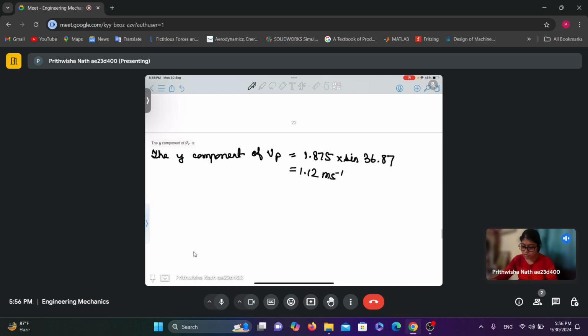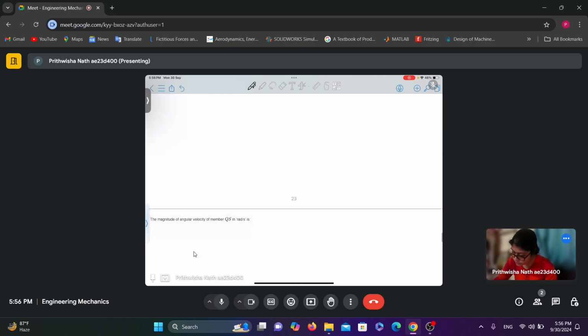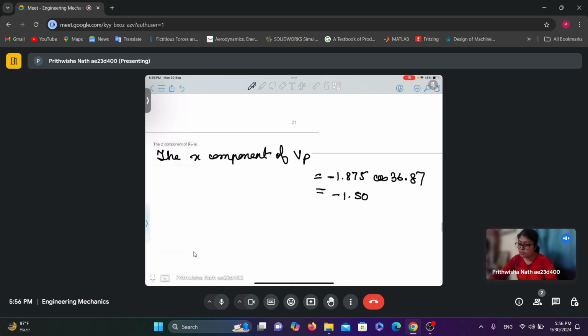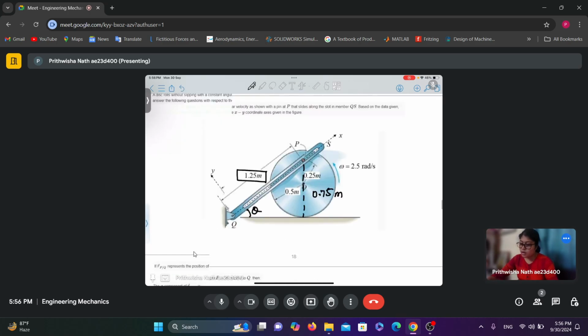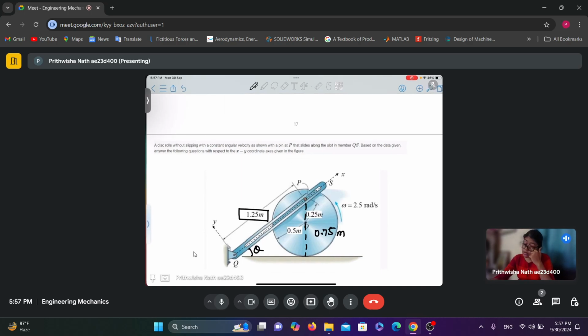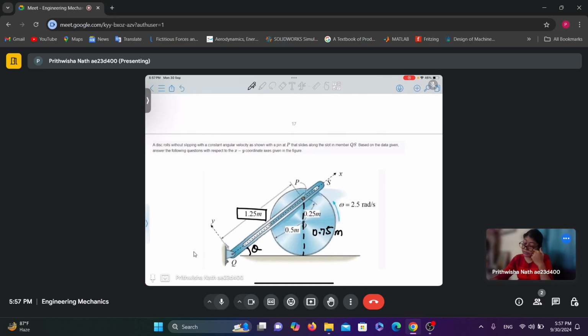Now the next part of the problem, the magnitude of angular velocity of member QS in radian per second. So this is the member QS. We need to find out this angular velocity of this member QS.